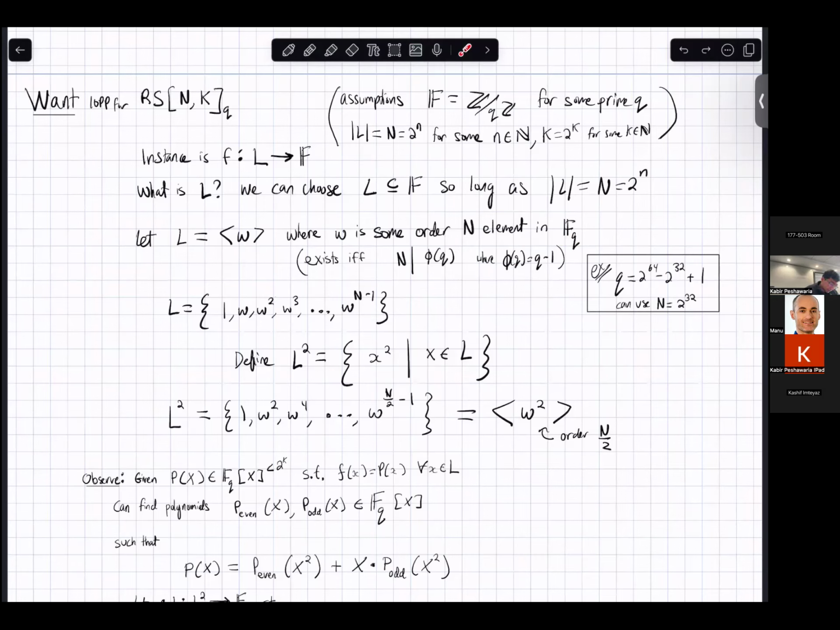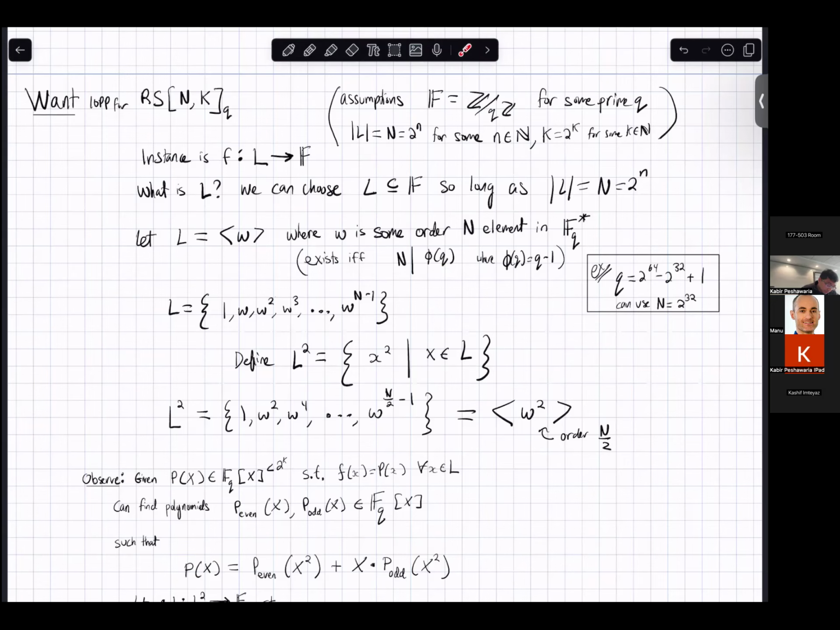You mean it's F_q star? Yeah, sorry, you're absolutely right. That's why I put this F_q down here. So omega is some order N element in capital F_q star, which is the multiplicative group underneath Z mod qZ. That exists if and only if N divides the order of F_q star, which is also known as the totient of q.